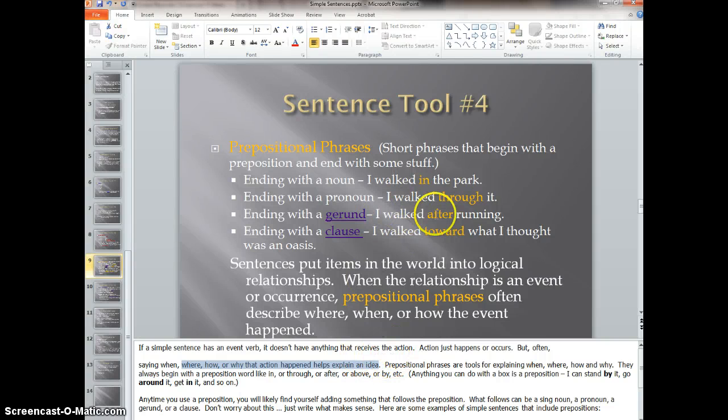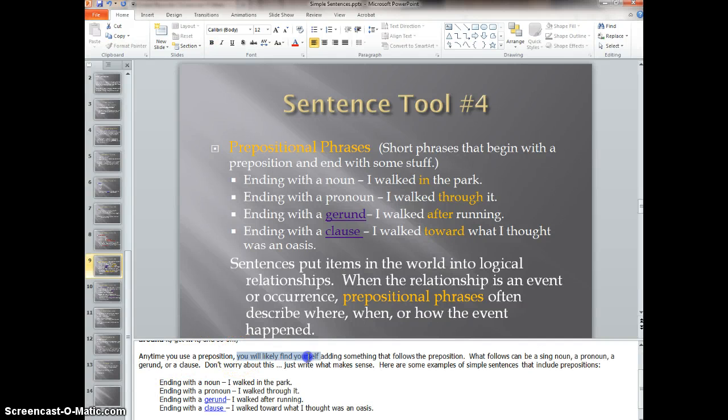Okay, so you get the basic idea. It just explains this action here, this thought. Prepositional phrases are tools for explaining when, where, how, and why. They always begin with a preposition word like in, or through, or above, or after, or by. And I will give a handout with all of the prepositions in English on it, so you can use that as a reference. But basically, anything you can do around or with a box is a preposition. I can stand by it, go around it, get in it, climb on top of it, go beneath it, and so on.